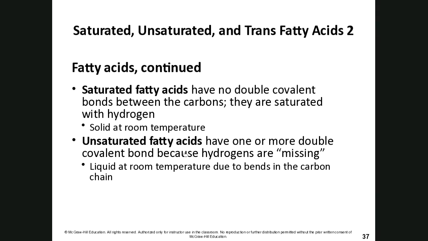Unsaturated fats have one or more double bonds, so there are some hydrogens that are missing. So because we have these double bonds, it allows it to be much more fluid because there are kinks in the chain. So there are bends because of those double bonds, and as a result, it's going to be more fluid at room temperature. So that's why oils are considered unsaturated fatty acids, and animal fats, because they are saturated with hydrogens, are saturated fatty acids.